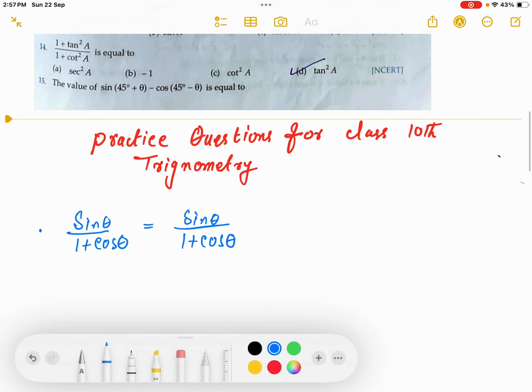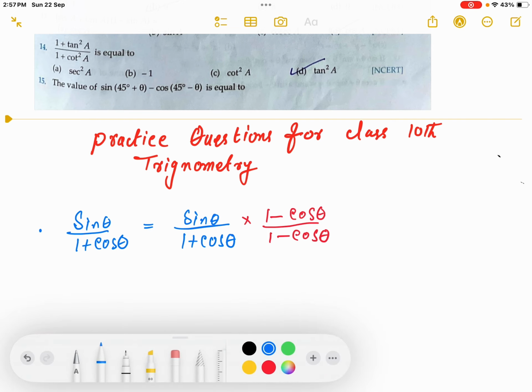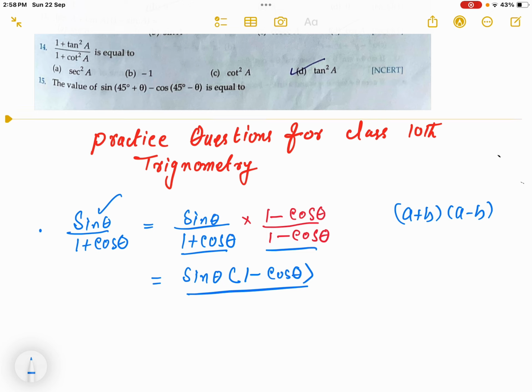I will multiply this quantity above and below by 1 minus cos theta, whole divided by 1 minus cos theta. So that 1 minus cos theta will get cancelled out, and I will get this expression back. In the numerator, I will be having sine theta times 1 minus cos theta, whole divided by a plus b into a minus b. Again the same identity: a plus b times a minus b is equivalent to a square minus b square.